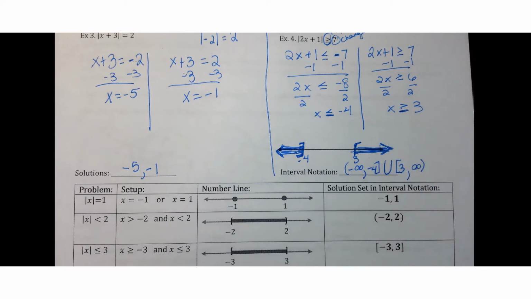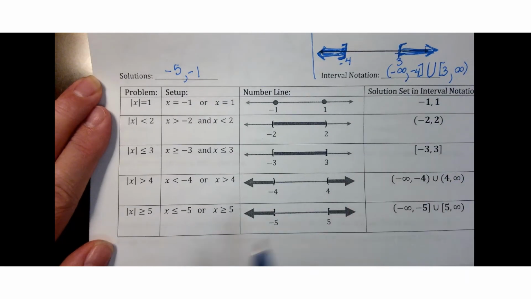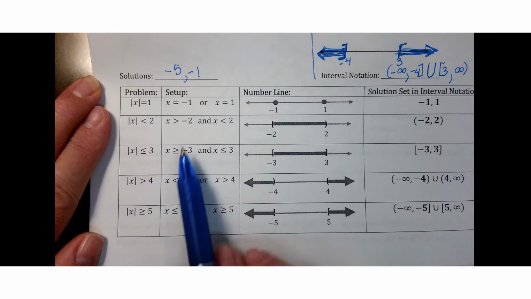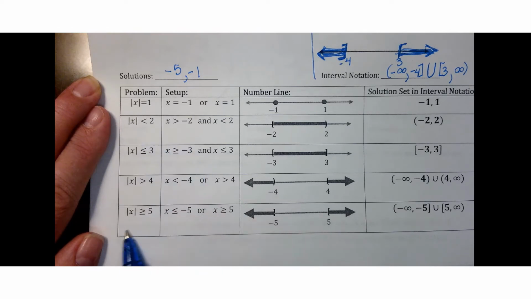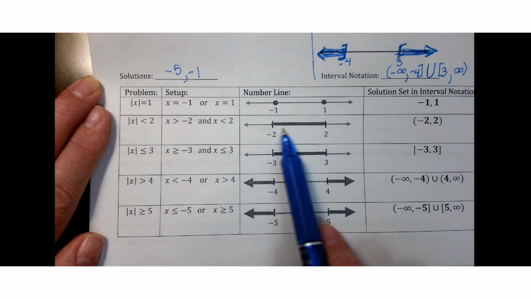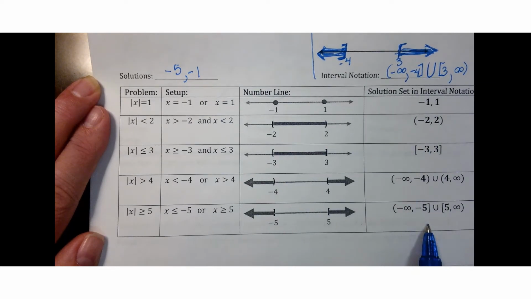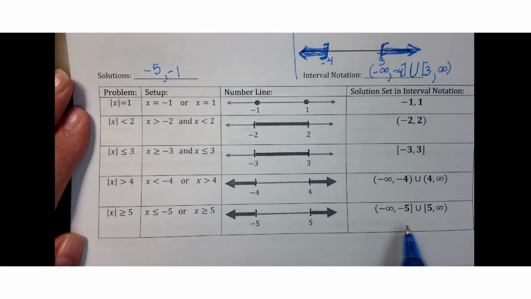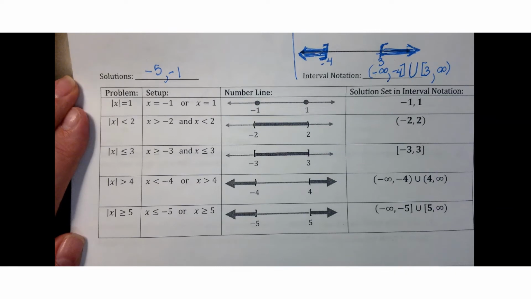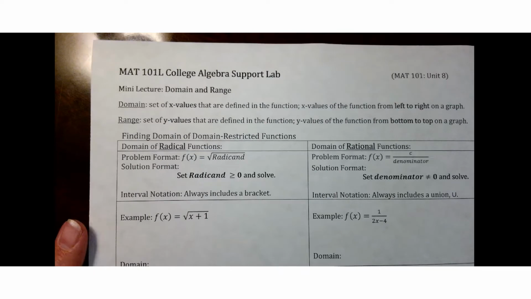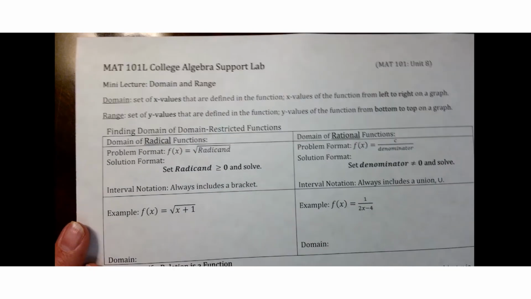Okay? All right, I have included a nifty little chart on the problem setup. So if the problem is like this, this is how you would set it up. This is what your number line would look like, and this would be your solution set. So you can definitely use this as a reference as you work your problems and to help you in your normal 101 class. All right, next page. I'm kind of moving on to a different type of information.